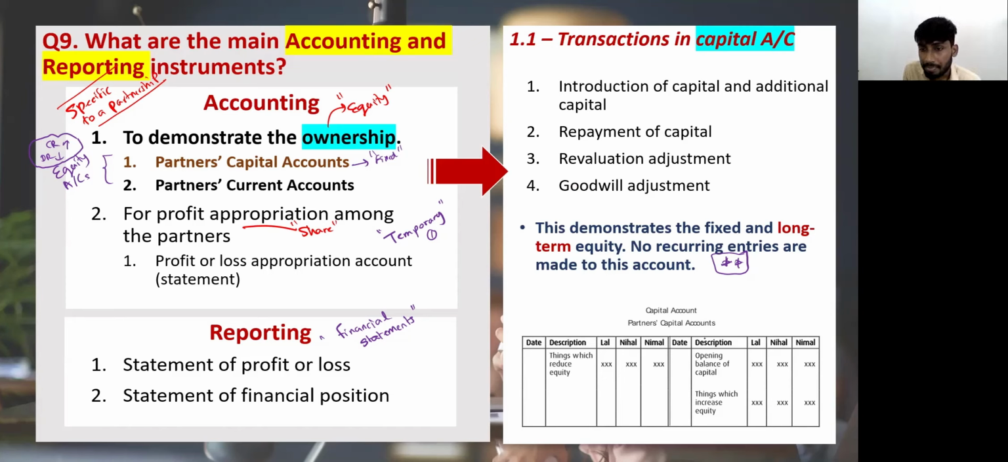So now you can see the same thing, the date and description. The important fact is that since there are three partners, we are showing each partner's equity in each column. To show Lal's equity, we use this column. To show Lal's increase in the equity, this column in the credit side, and in the debit side to show Lal's decrease in the equity, this part. Likewise, we use these columned capital accounts for that purpose.